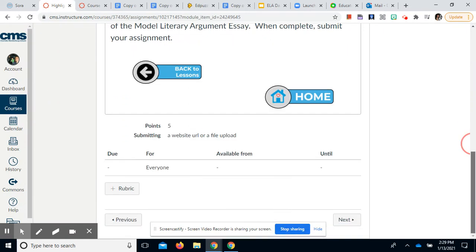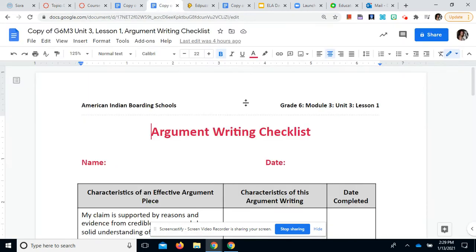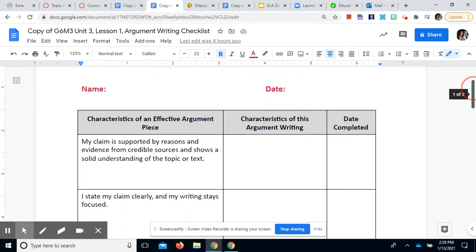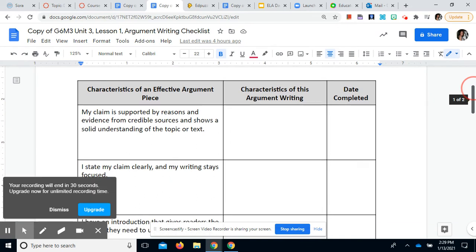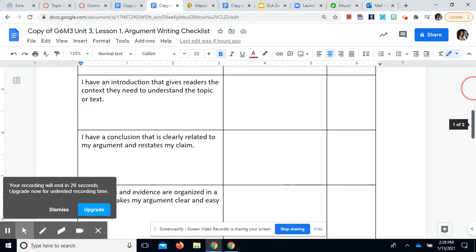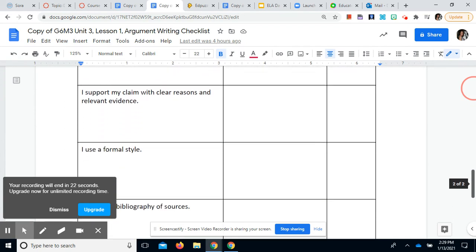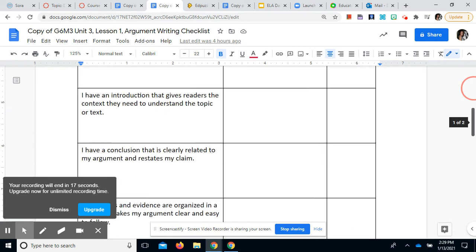We then moved into the checklist. So we made a copy of this checklist to look at together. This checklist are basically the criteria on which this essay will be graded. So these are the characteristics of an effective argument piece. Each of these characteristics can be found in the model. So I encourage you to take a look at those characteristics, and we will reference this again once we start writing this argument essay next week.